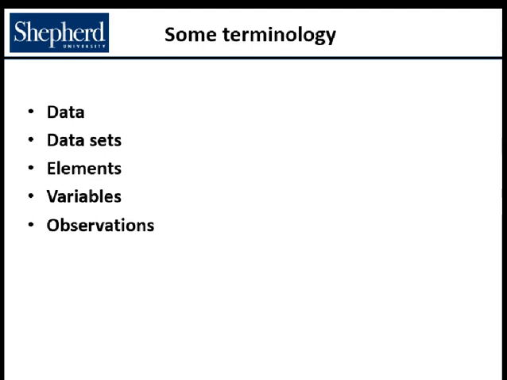The set of measurements obtained for a particular element is called an observation. A data set with n elements contains n observations. The total number of data values in a complete data set is the number of elements multiplied by the number of variables.